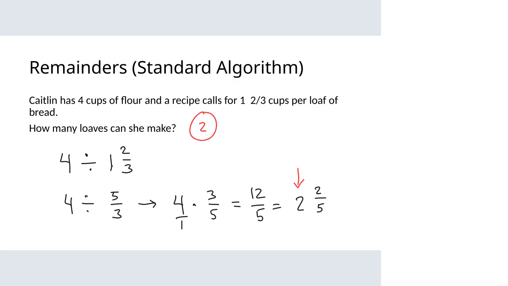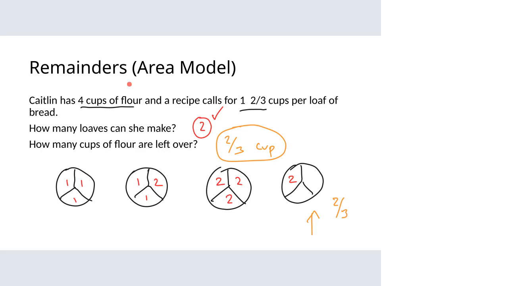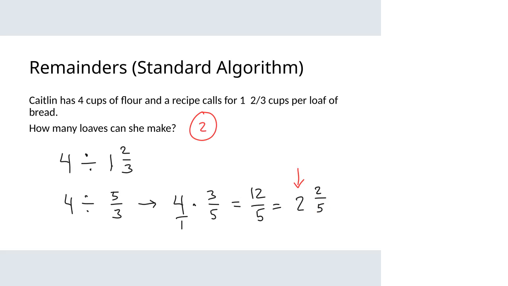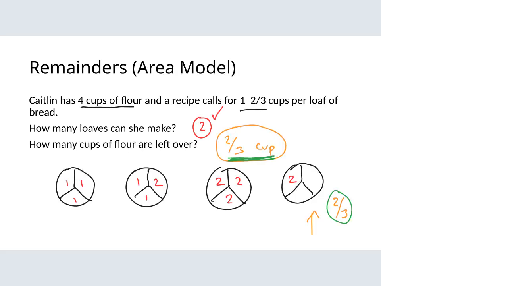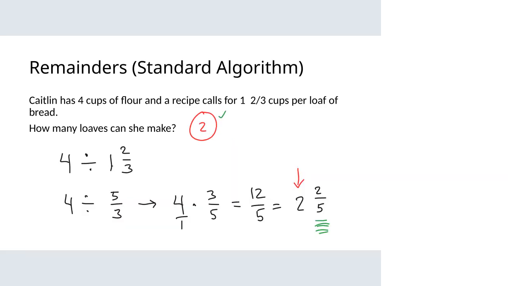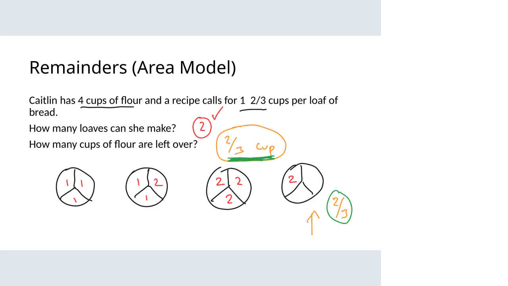When we solved it with the area model, the remainder that we got was 2/3. 2/3 of a cup. That was how much flour was left over. When we solved this with the standard algorithm, we got the same answer of 2, but our remainder was 2/5. That's different than the remainder of 2/3 that we got last time. So the remainder's not the same, and it depends on which model you use. When you use the area model, the remainder lets you know how much flour is left over. We can see that from our picture.